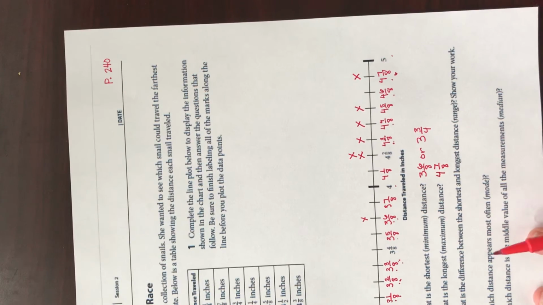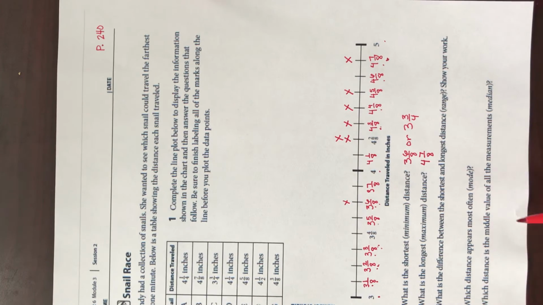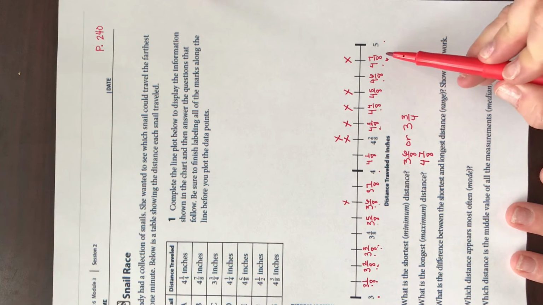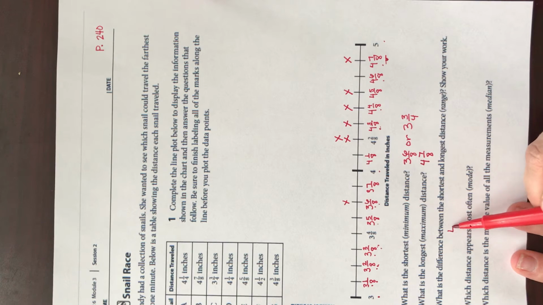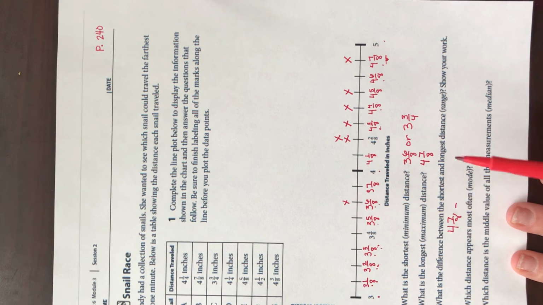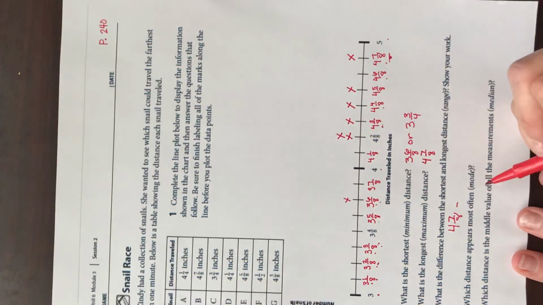And then number 4 says, what is the difference between the shortest and the longest distance? This is the range. Show your work. So when we find the range, we take the largest, and we can just go back up here. So 4 and 7/8. And we subtract the shortest. So that actually is this guy right here, 3 and 6/8.